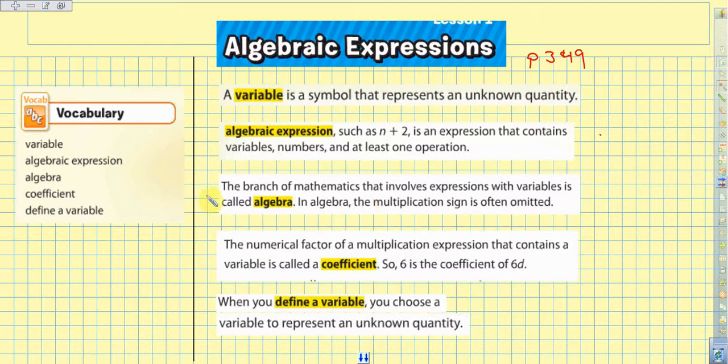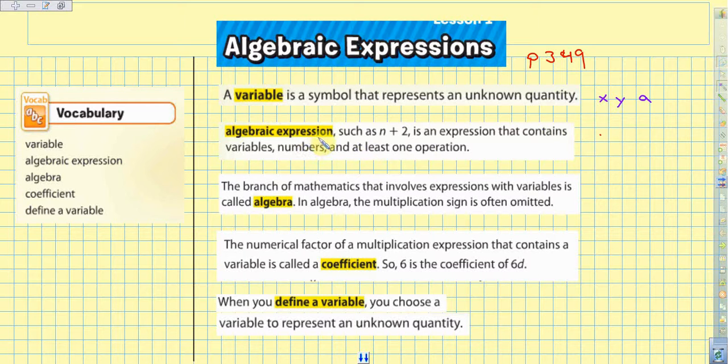Okay, here we go. Lots of vocabulary in this lesson. The first, we have variable, algebraic expression, algebra, coefficient, and define a variable. So I'm going to go through this rather quickly, and we'll talk about each one. A variable is a symbol that represents an unknown quantity. Sometimes we use like x, y, a. It's just representing a quantity or a value, and sometimes we're just trying to find out what it is, or sometimes we're given what that value is.